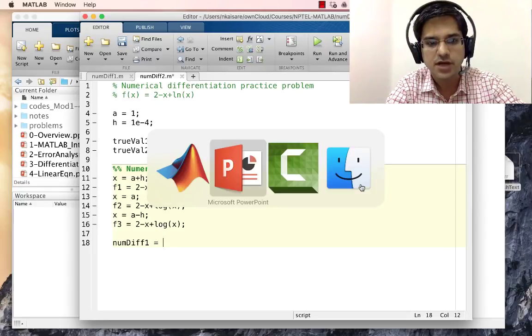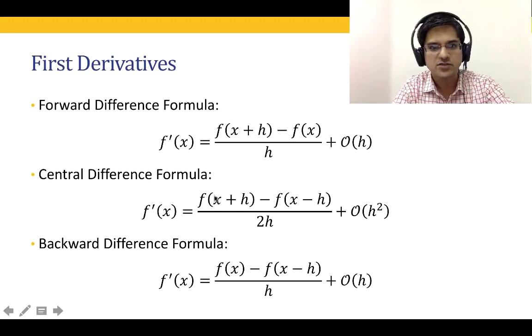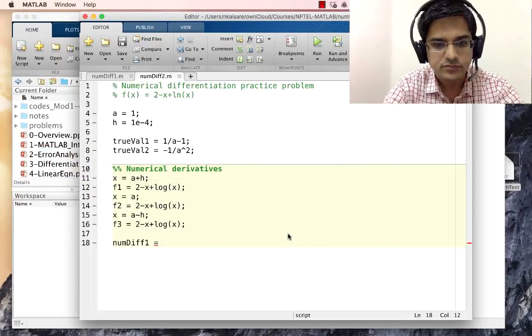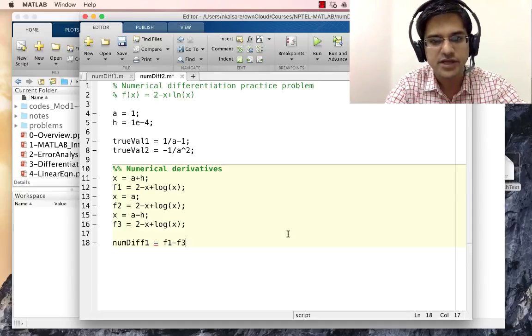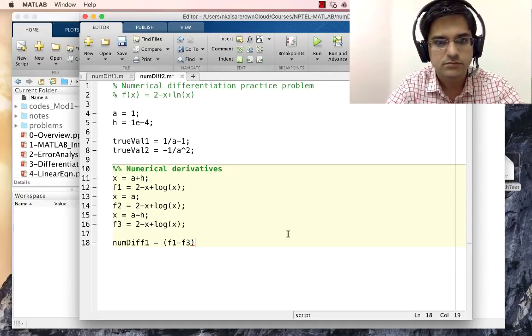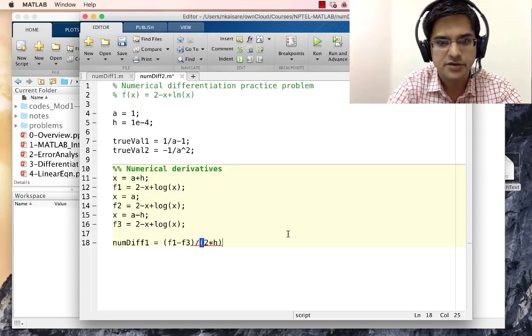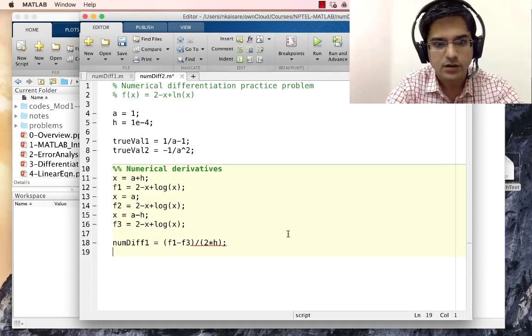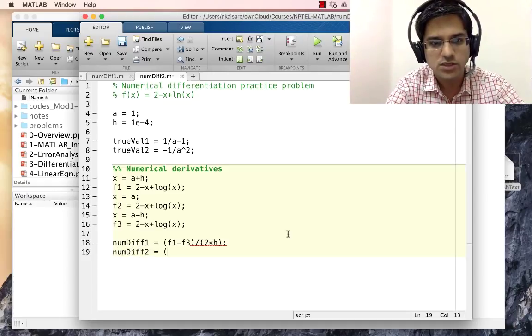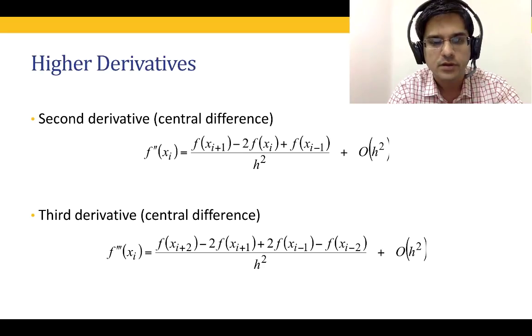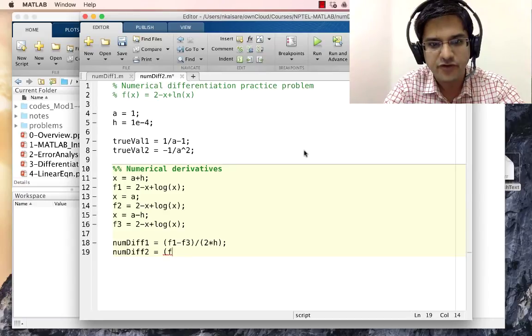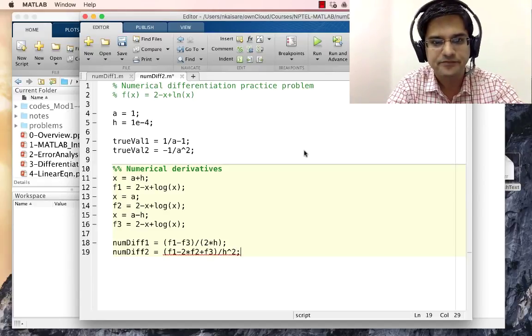Numdiff1 is nothing but, so f dash of x was f1 minus f3 divided by 2h, f1 minus f3 divided by 2 multiplied by h. Numdiff2 was f1 minus 2 multiplied by f2 plus f3 divided by h squared. That's our numdiff2.